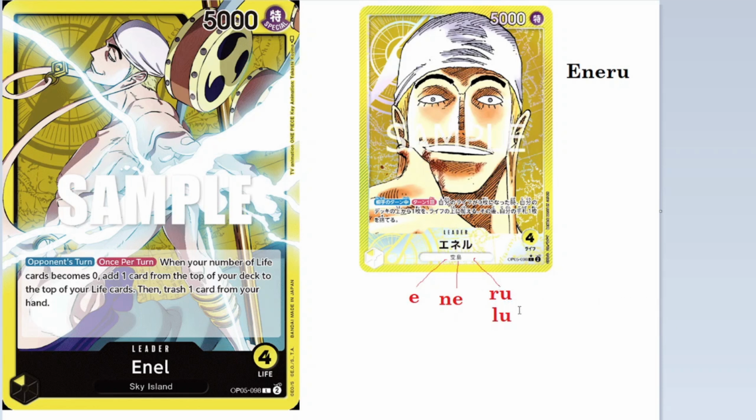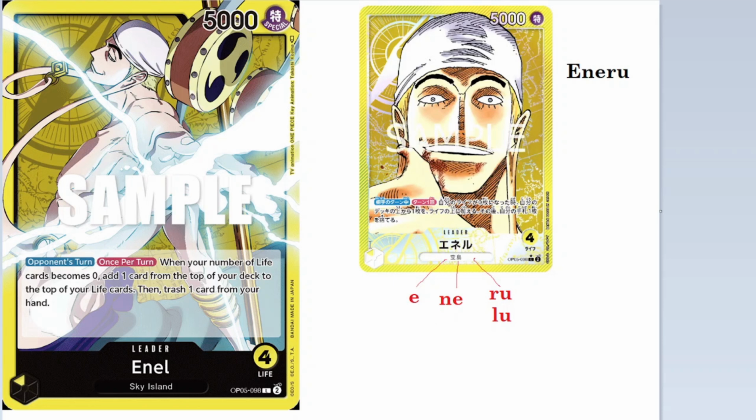Ru and Lu, they don't have either of them. They have Ru. And you could romanize it either way. A Japanese person would pronounce these the same way. So Eneru is just as valid as Enelu. You can kind of just pick one or the other.